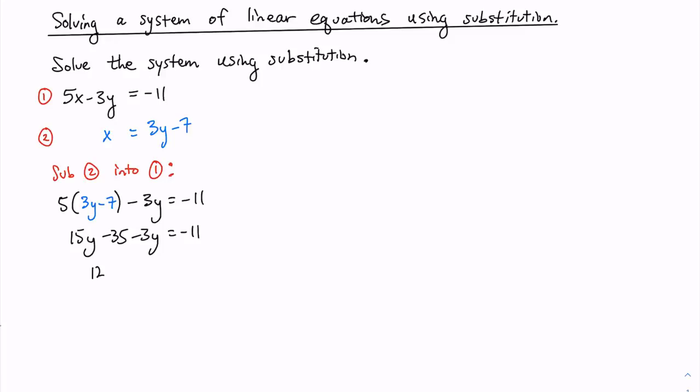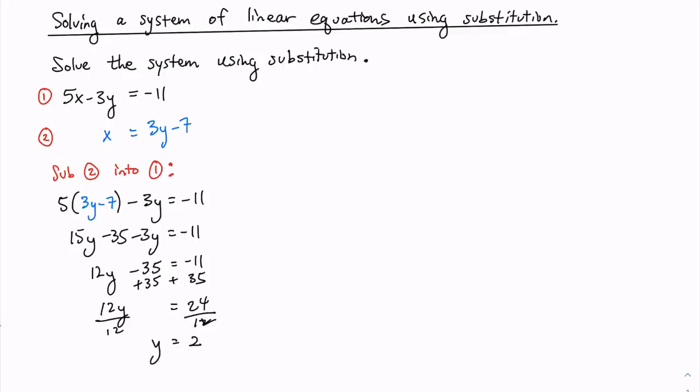Then we have 12y minus 35 is equal to negative 11. I don't like the way that 3 looks, so I'm going to make it nicer. There we go. Add 35 to both sides, and we get 12y is now equal to 24. Divide both sides by 12. We actually get y equals 2.